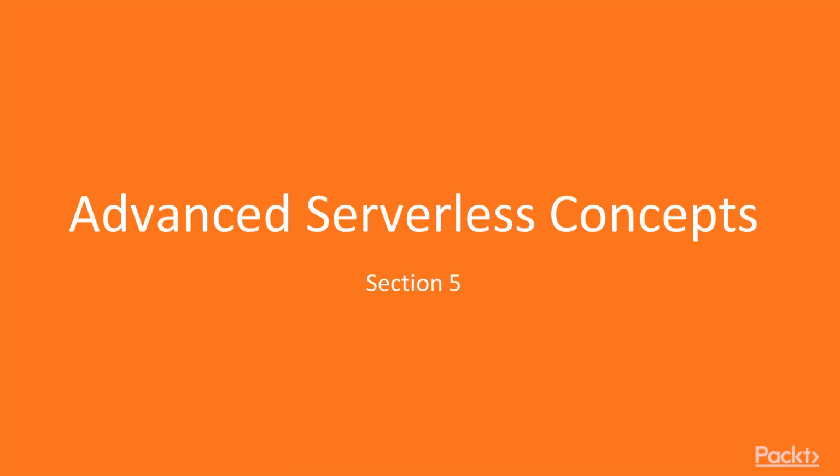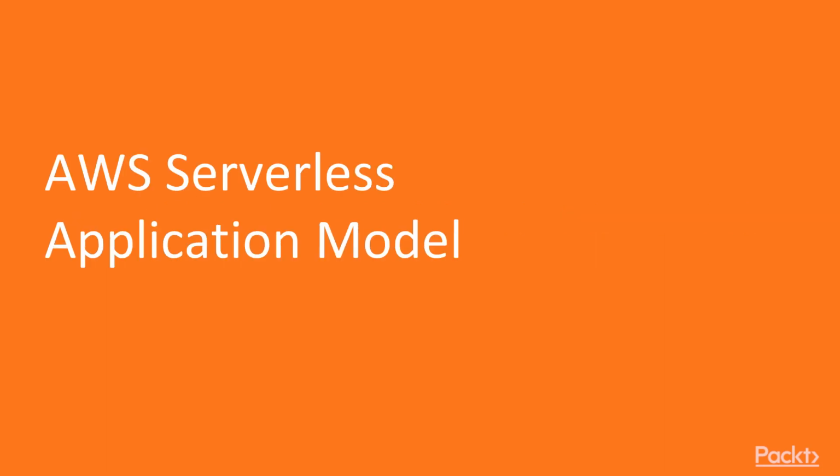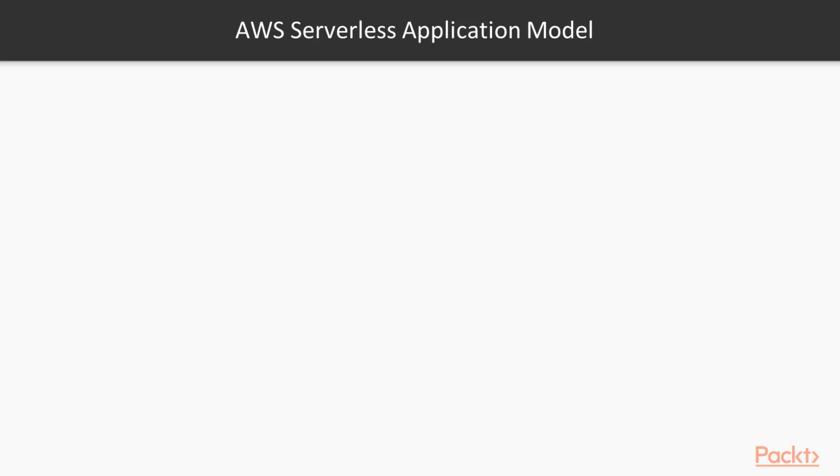Hi and welcome back. We are going to look at advanced serverless concepts. So the first concept is the AWS Serverless Application Model, or AWS SAM. The AWS Serverless Application Model is used to define your serverless applications. This is available as a project in GitHub.